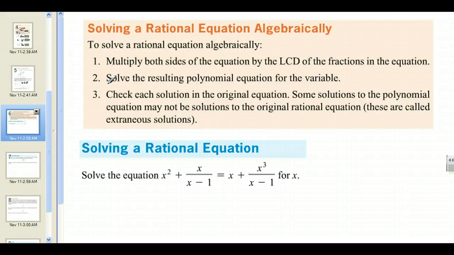Alright, now there's the big thing in this section, a rational equation. So if you want to solve a rational equation, first thing you do is come up with your LCD and multiply both sides of the equation to get rid of the fractions. Okay? And then solve your resulting equation. It's going to be some type of a polynomial once you do step 1.